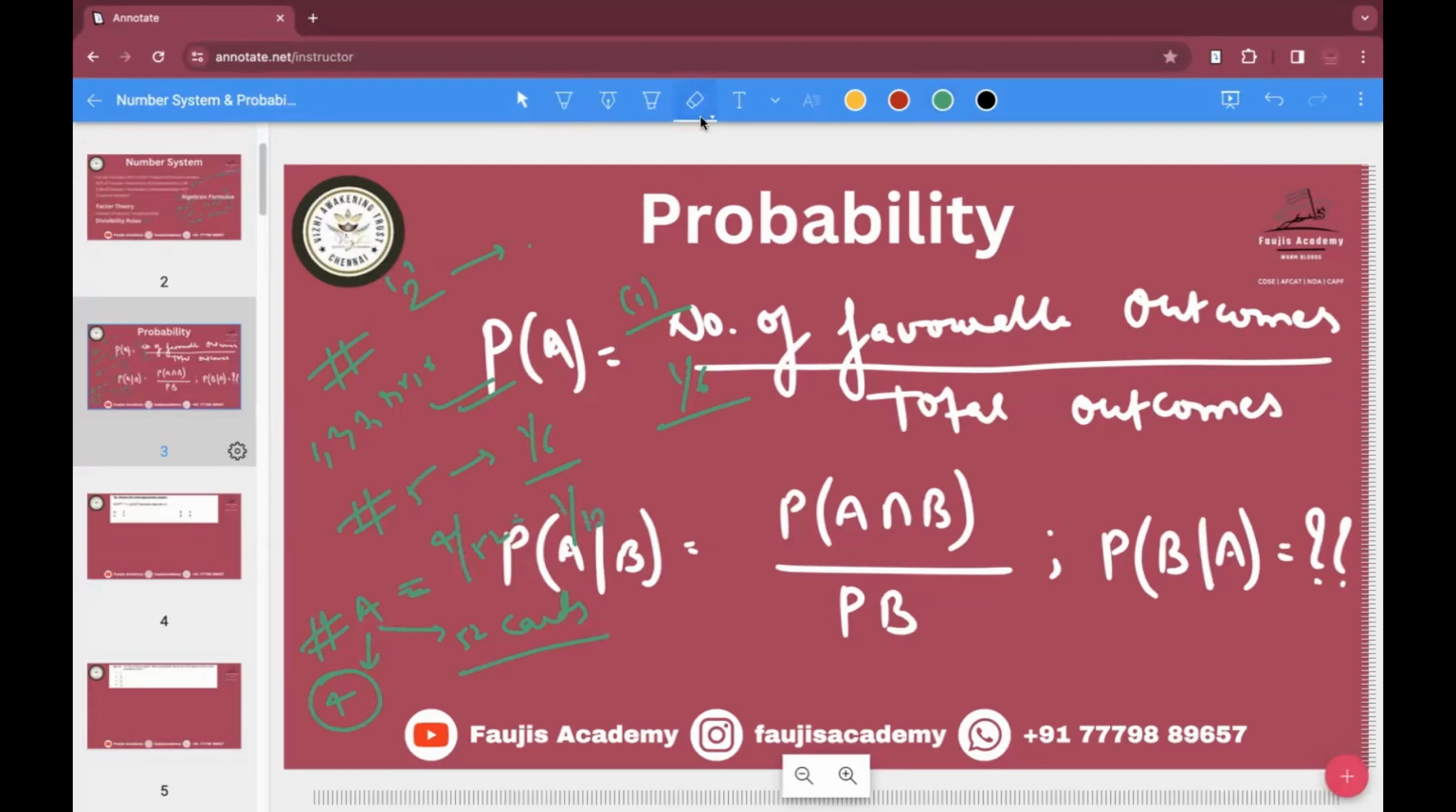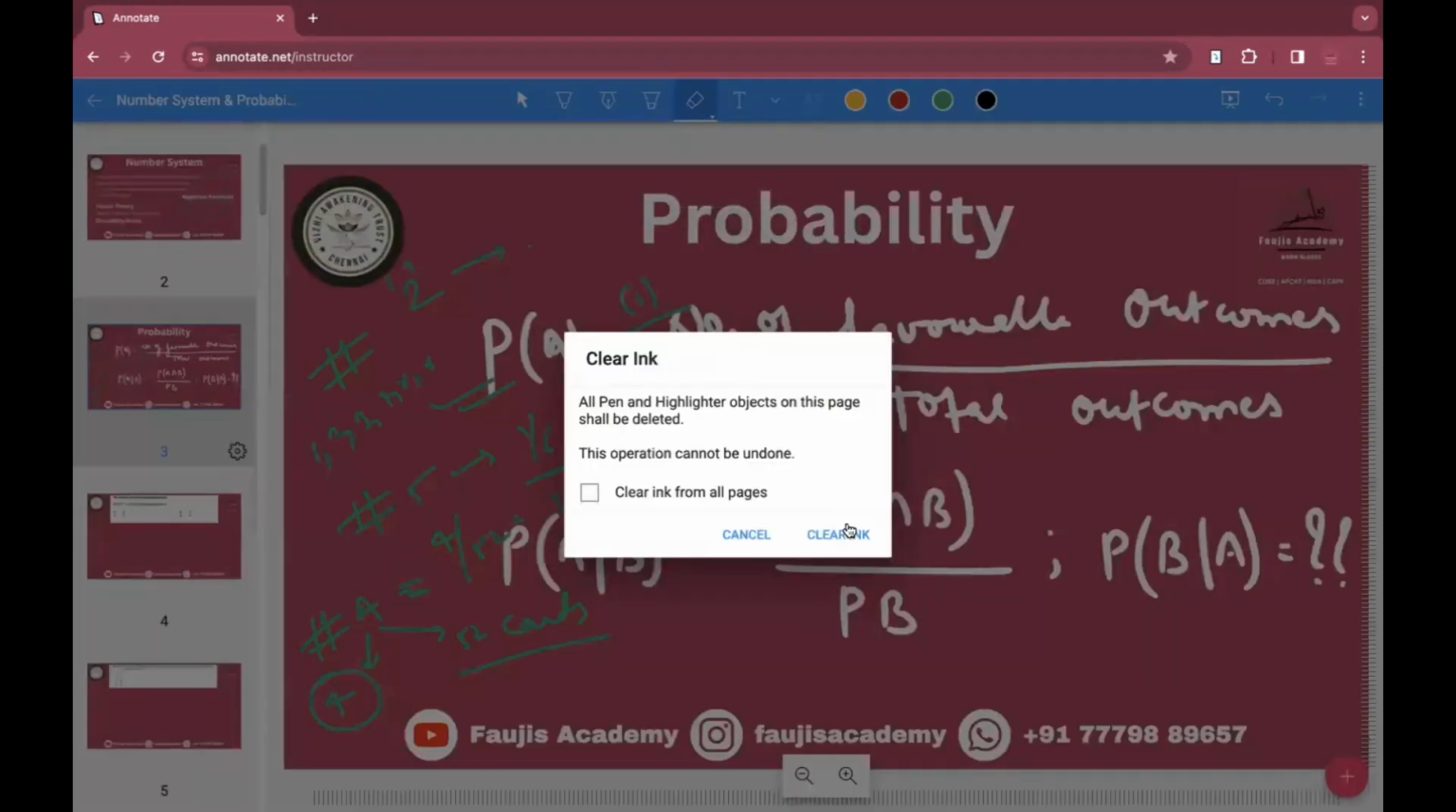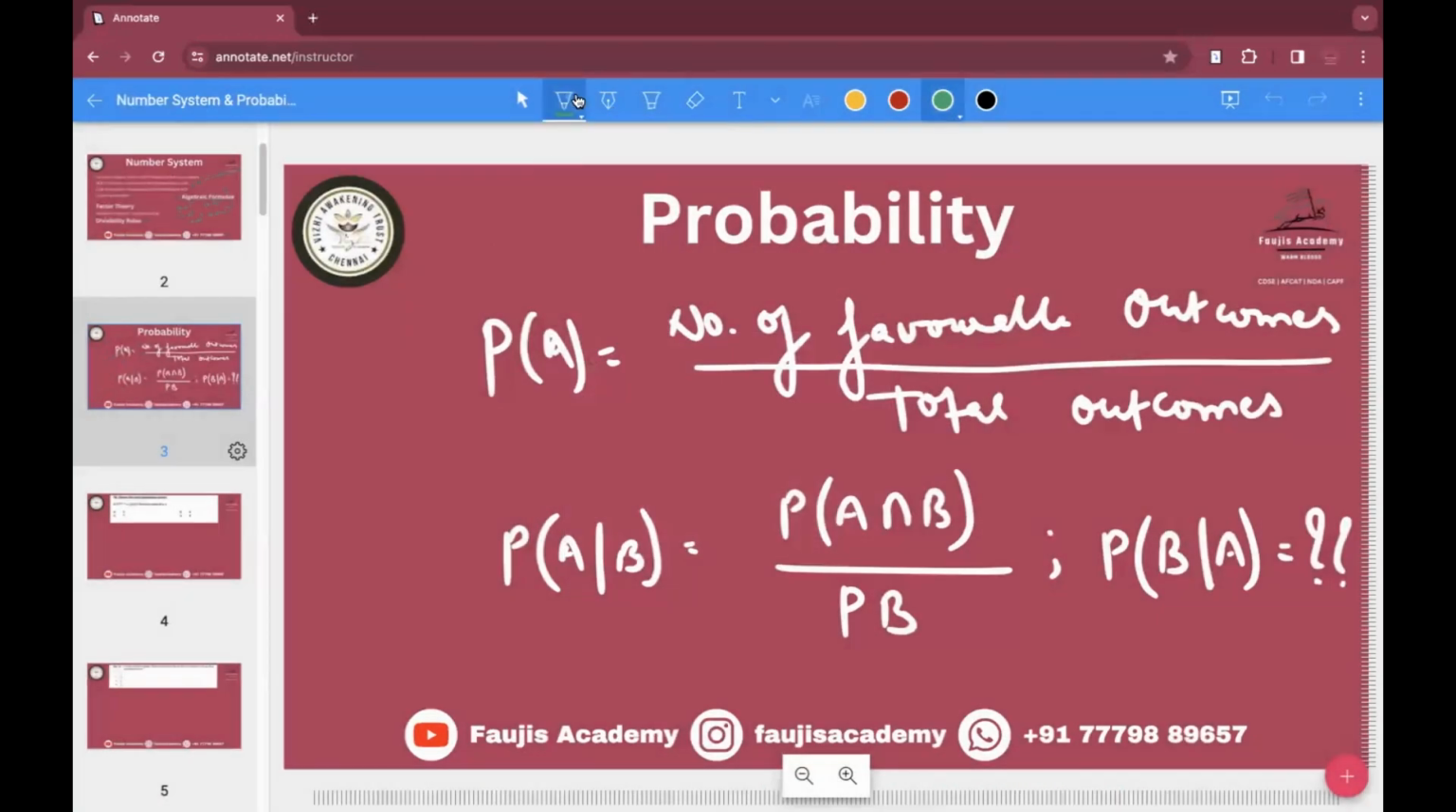P of A given B. What is P of A given B? It means the probability of A given B. Given means B has happened. And now, what is the probability that A will happen?